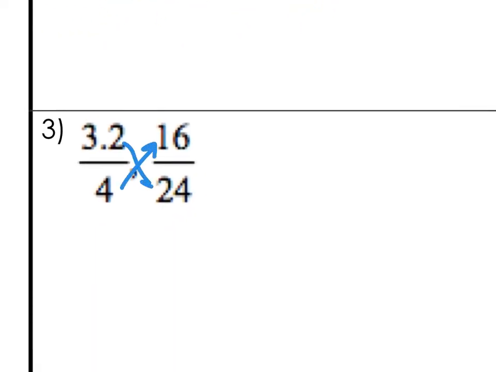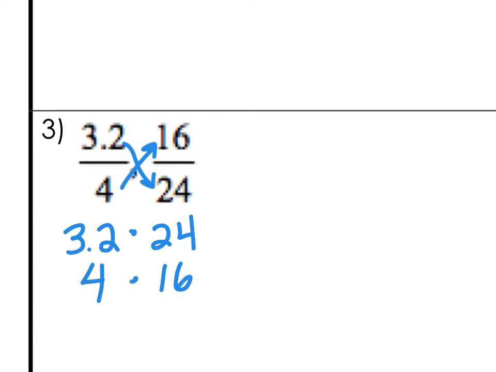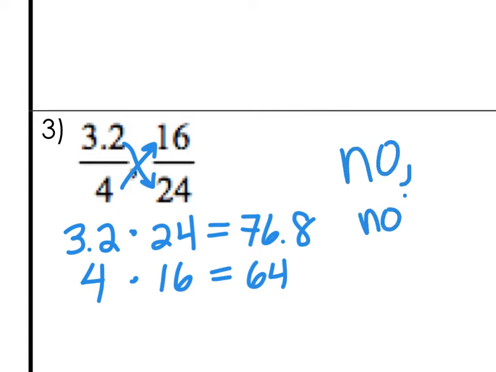Number 3. More decimals. So multiply 3.2 times 24. It doesn't matter which one you do first, by the way. You can do 4 times 16 first. It doesn't matter. Just make sure that you are multiplying diagonally. So 3.2 times 24 is 76.8. This is 64. They are not equal, so no, not proportional.